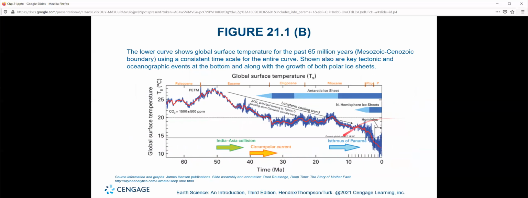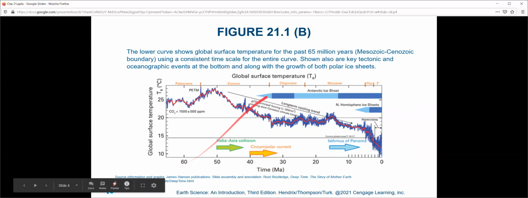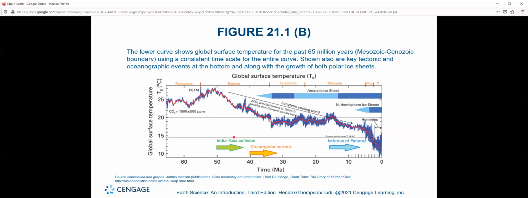The lower curve, this zoom in here, shows global surface temperatures for the past 65 million years, essentially the Mesozoic-Cenozoic boundary, using a constant time scale for the entire curve, in million years ago, Ma. Shown also are key tectonic and oceanographic events at the bottom, along with the growth of both polar ice sheets. Here you have the Indian-Asian collision, which is essentially the formation of the Himalayan mountains. The circumpolar current is shown here, the Isthmus of Panama forming, what have you.